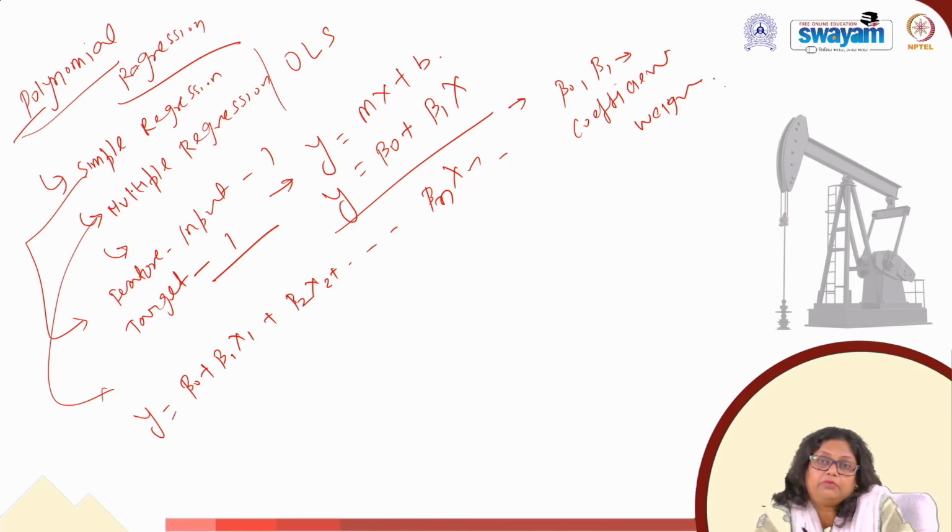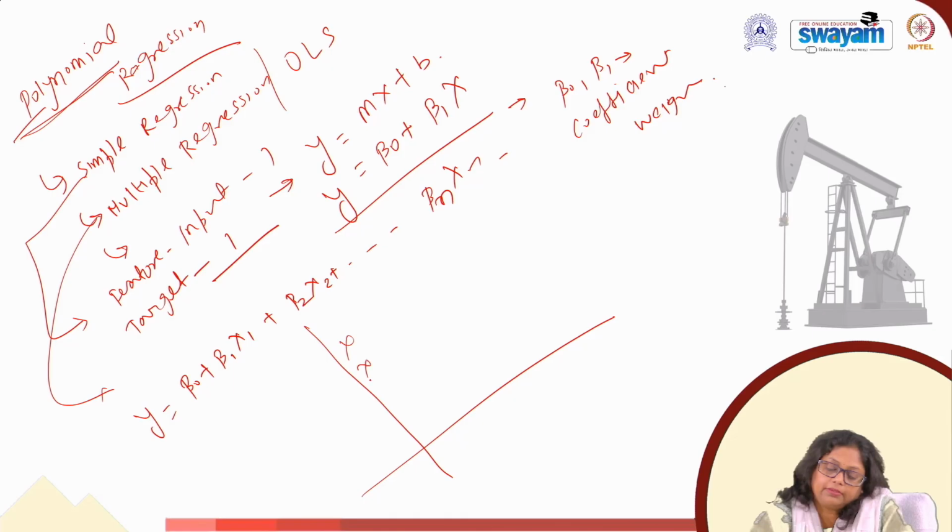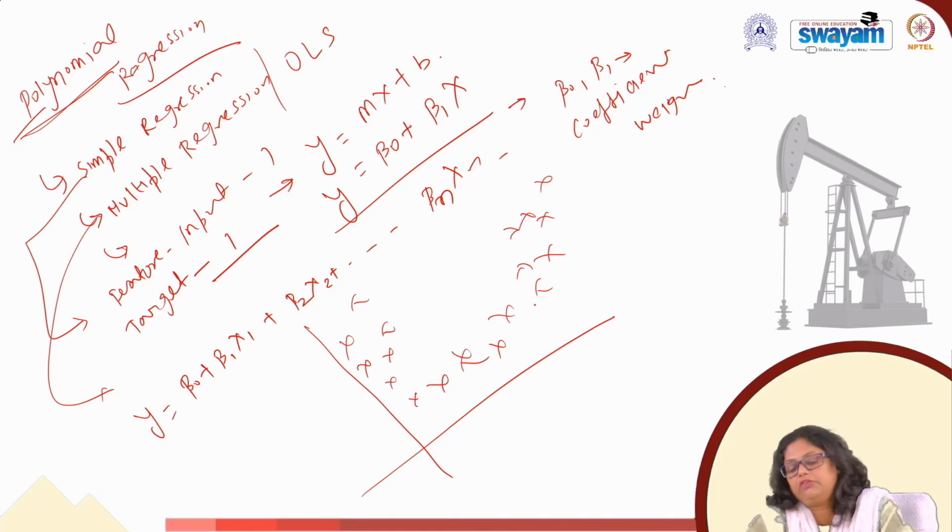In linear regression, what we see is a linear relationship between the data. But if you take this data, definitely, what we can say is that it is not linear. This is not a linear relationship between the data.